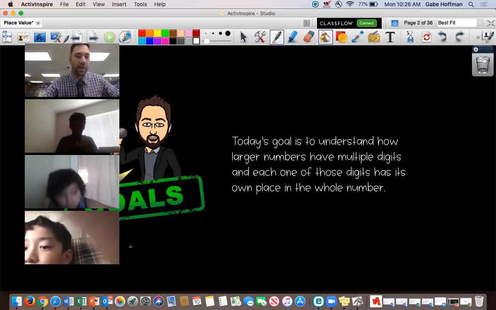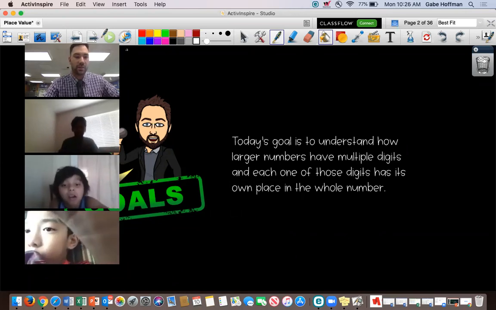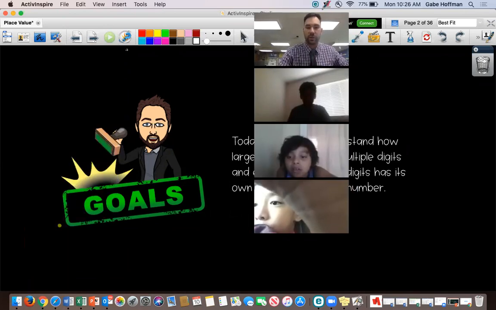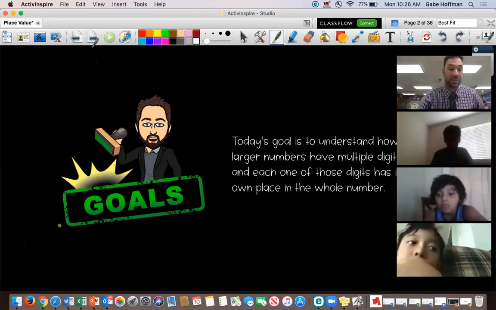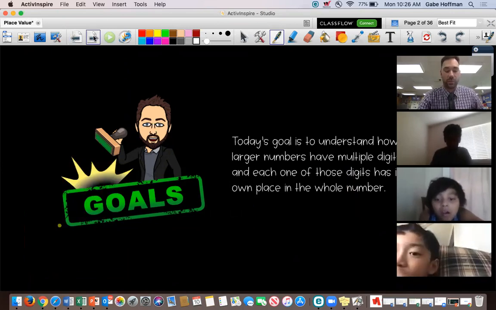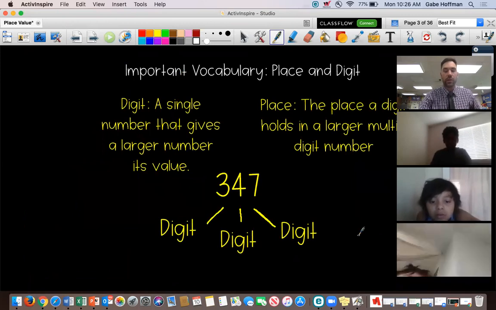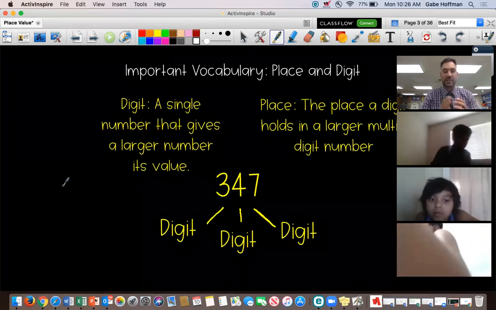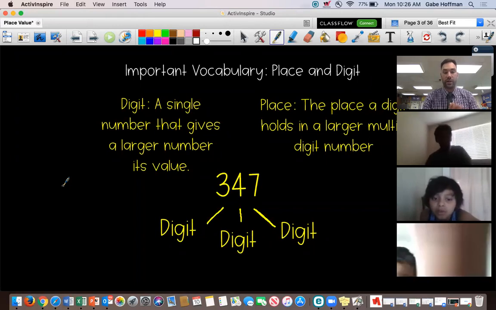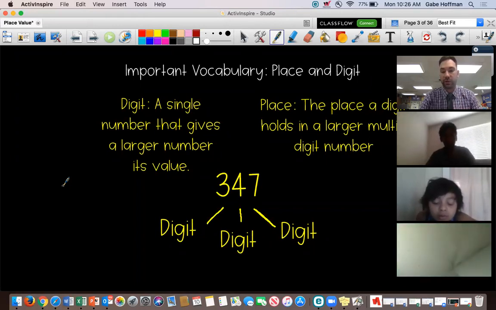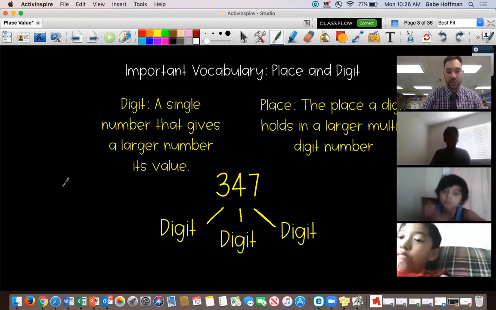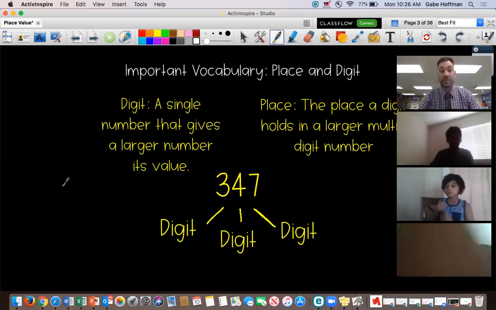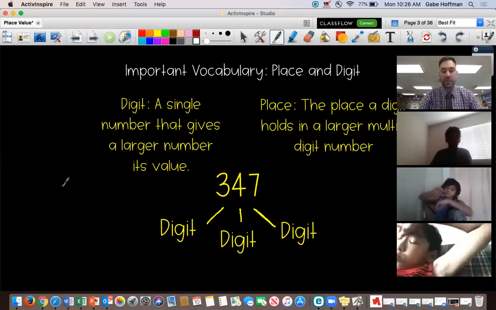Thank you, sir. So yeah, digits and place are two important vocabulary words that are going to go with this unit. You're going to hear me talk about them a lot. And understanding what a digit is versus what a number is going to be really important. A digit is a single number that gives a larger number its value. So if you look at the number 347, there are 3 digits, right? There's a 3 and a 4 and a 7. The 3 is its own digit, the 4 is its own digit, and the 7 is also its own digit.